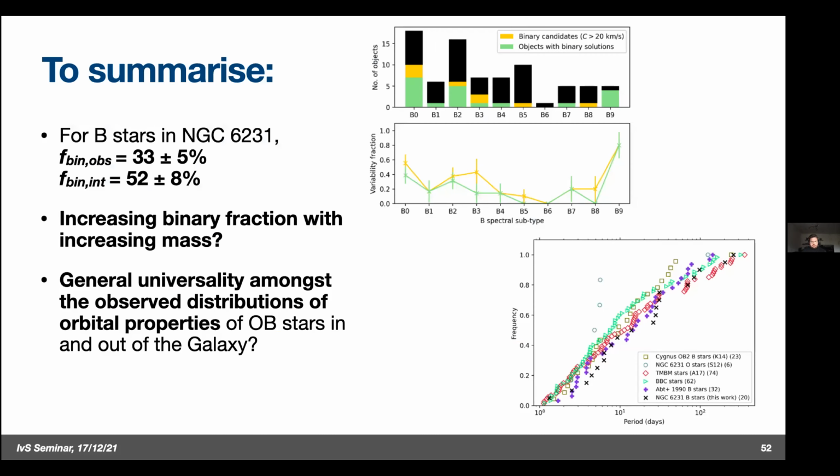Okay. All right, I'd like to summarize now. In our first study, we characterized the multiplicity properties of the B stars in NGC 6231. And from this, we found a bias-corrected binary fraction of 52%. We also found some indications that there's an increasing binary fraction with increasing mass. And there seems to be this general universality between observed distributions of OB stars for their orbital properties. And so there seems to be some suggestion that these binaries form in very similar ways, regardless of their mass and of their metallicity.